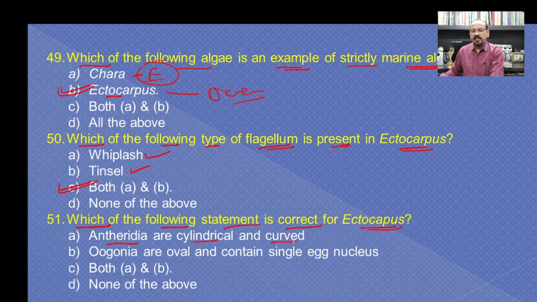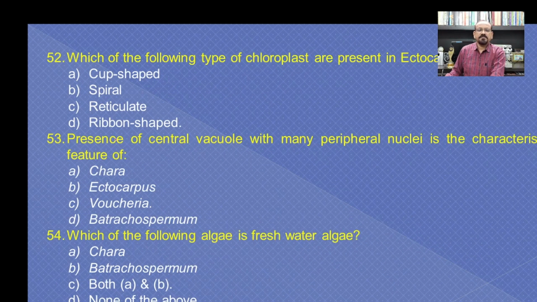Antheridia are cylindrical and curved. Then oogonia are oval and contain a single egg. So here the characteristics which are given are both characteristics of the Vaucheria and not of the Ectocarpus, and hence the answer becomes none of the above. Then which of the following types of chloroplasts are present in the Ectocarpus? In Ectocarpus there is the ribbon type of chloroplast, while the reticulate type of chloroplast is in the Oedogonium, and spiral in the Spirogyra. So in this way we can say that here D will be the correct answer.